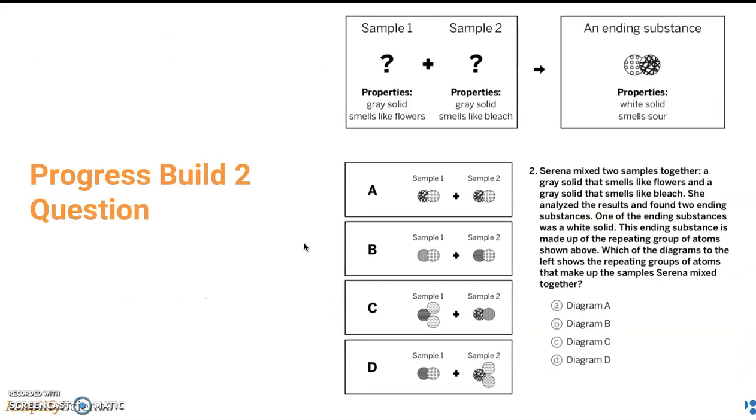Progress build 2. Serena mixed 2 samples together, a gray solid that smells like flowers and a gray solid that smells like bleach. She analyzed the results and found 2 ending substances. One of the ending substances was a white solid. This ending substance is made up of the repeating groups of atoms shown above. Which of the diagrams to the left shows the repeating groups of atoms that make up the samples Serena mixed together?